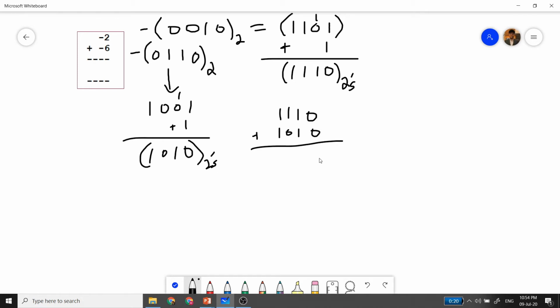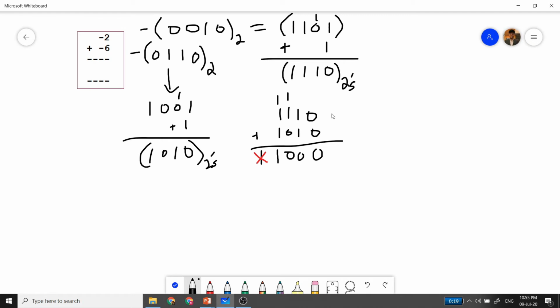0 plus 0 is 0. 1 plus 1 is 0 and a carry of 1. 1 plus 1 is 0 and a carry of 1. If I add 3 ones, I get a sum of 1 and a carry of 1. If you remember previous videos, during 2's complement additions, if I get an extra 1 as carry out, I used to discard that. So in this case, I will discard this out. Now my final answer is 1, 0, 0, 0.